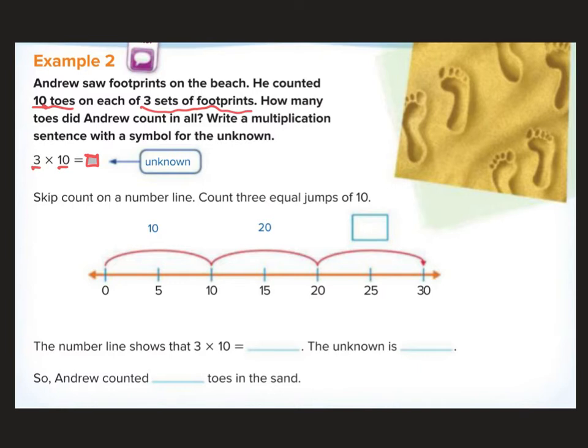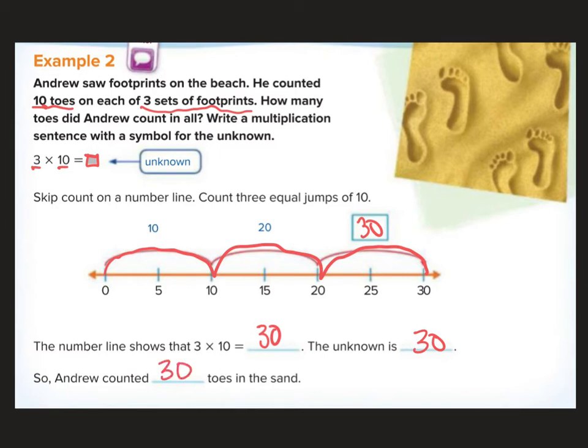So one option we have is we can skip count on a number line. So if I were to count 3 equal jumps of 10, I'd go 10, 20, 30. Okay, so 3 times 10 is 30 toes. Oh my goodness. So Andrew counted 30 toes in the sand.